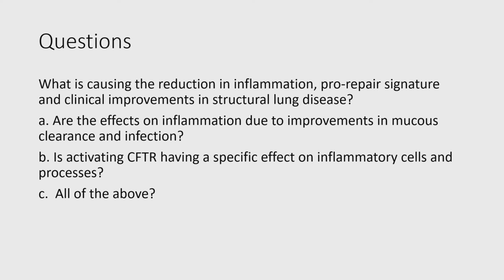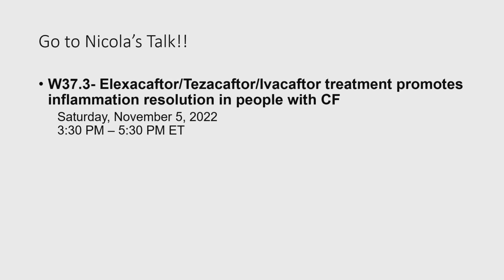So I was going to leave a question that we might bring to discussion, and that was ultimately what's causing the reduction in inflammation and our pro-repair signature and the clinical improvements in structural lung disease. Is it the effects on inflammation due to the lung environment improving? Because we've seen evidence of that today. Is it due to a specific CFTR effect on inflammatory cells? And we've also seen some evidence of that today. Or is it the classic multiple choice answer of C, all of the above? And it might just be that, we don't know yet.